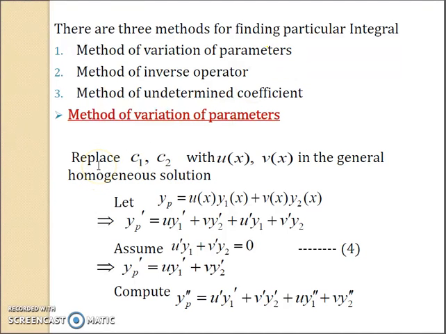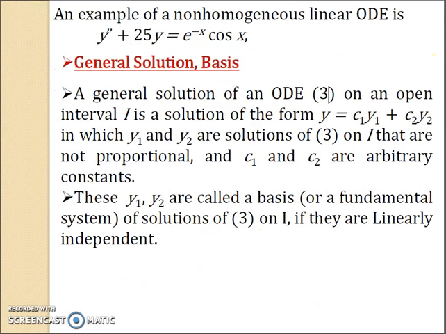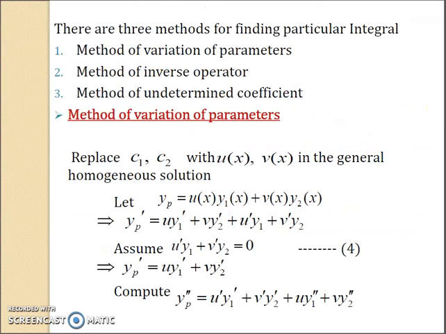To solve this equation, replace c1 and c2 with u(x) and v(x) in the general homogeneous solution, and we will denote y as yp. That means in the above solution y is equal to c1 y1 plus c2 y2, c1 and c2 are replaced by u(x) and v(x).